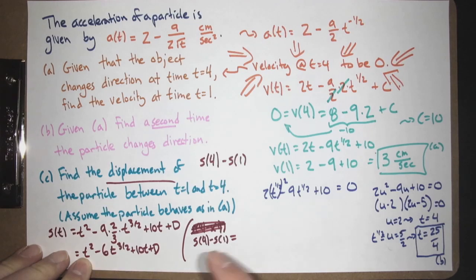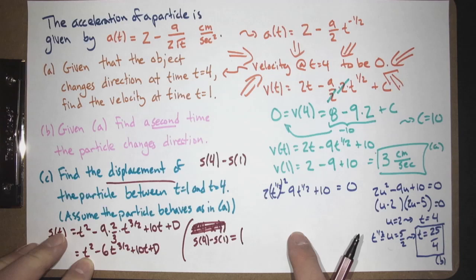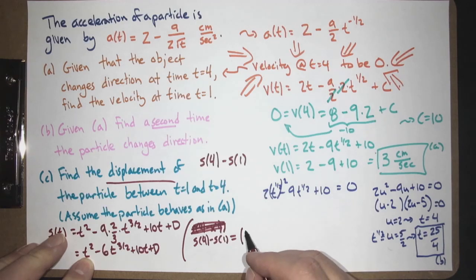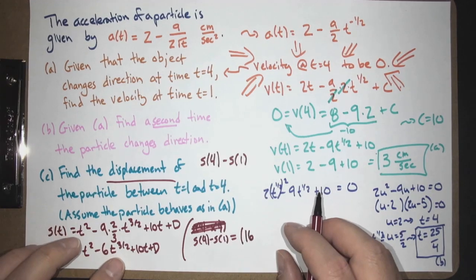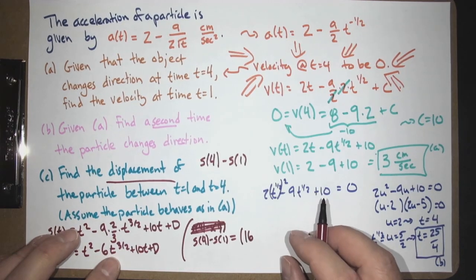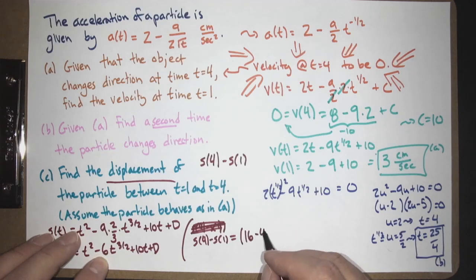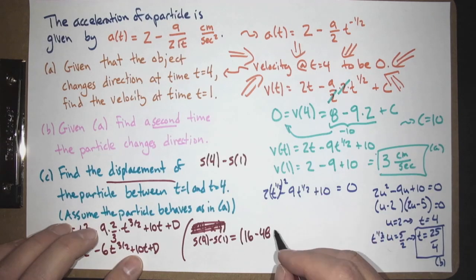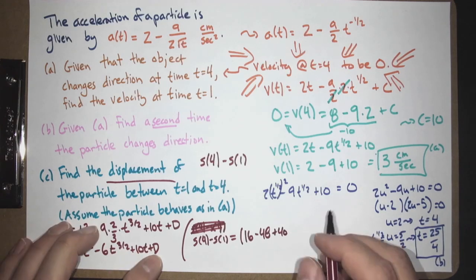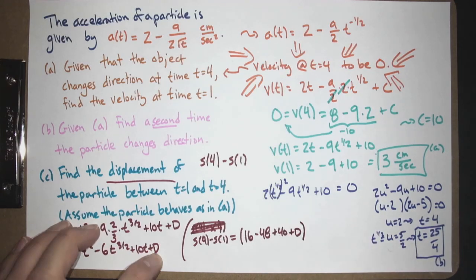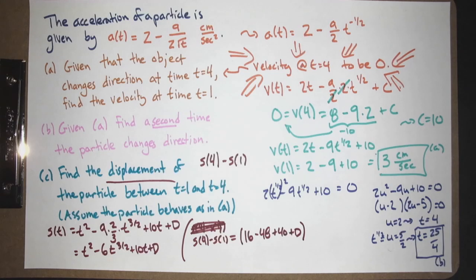Plug in 4. 4 squared. Oh, wait, no, sorry, that's something else. 4 squared, 16. 4 to the power 3/2. Think of square root of 4, and then cube it. So 4 to the 3/2 is 8, and then times -6, -48. 10 times 4, 40. The d is the d. That's position at time 4. We don't know what d is, but hold on.